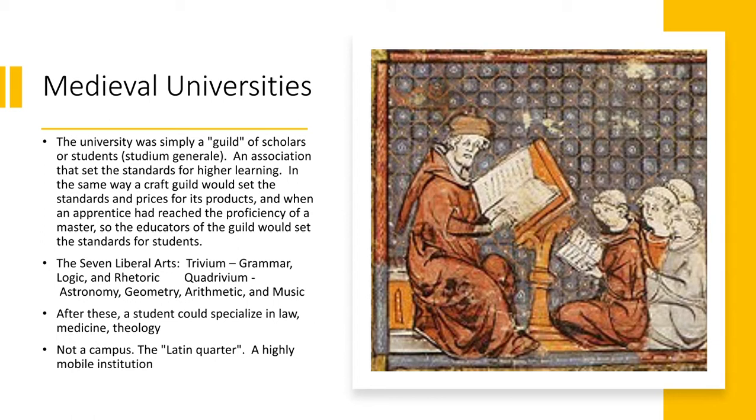It's very similar in a lot of modern unions today. You start off as an apprentice or a journeyman, and if you were an electrician, for example, they would tell you when you are a master electrician. Well, it was the same way with the medieval universities. That was a guild of scholars, and they set the standards for what it was to be an educated person at that time.